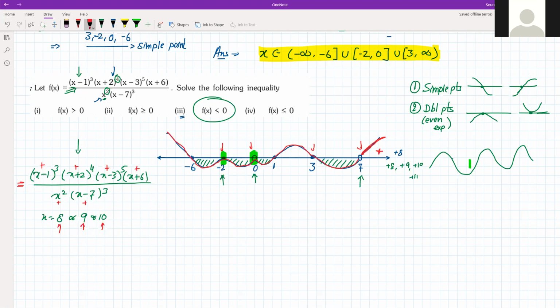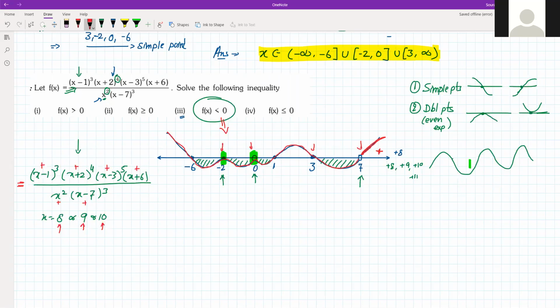Now I think Vedam's doubt was, do we leave it here itself? So the answer is no. This shading is for you. I did this to explain what our region is for this inequality. Here it says f(x) should be less than 0. So this shading is for us to understand.